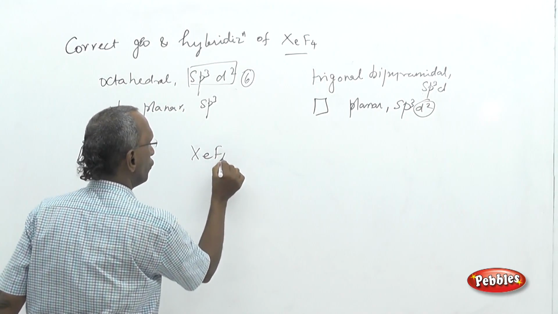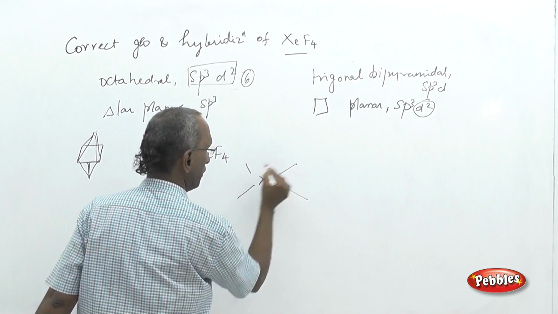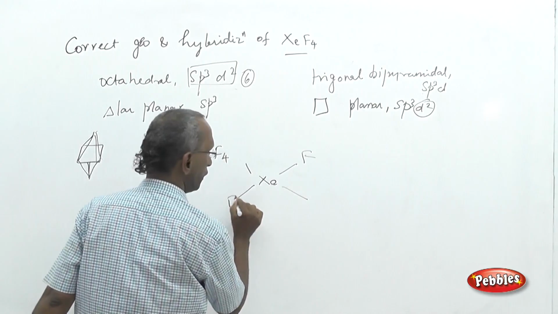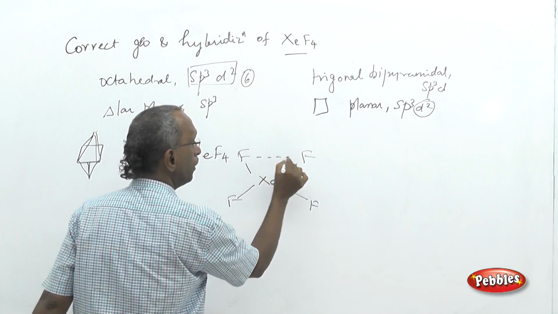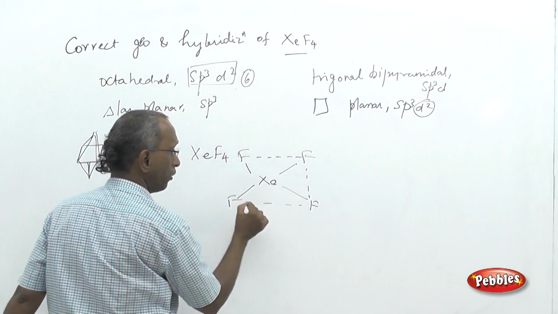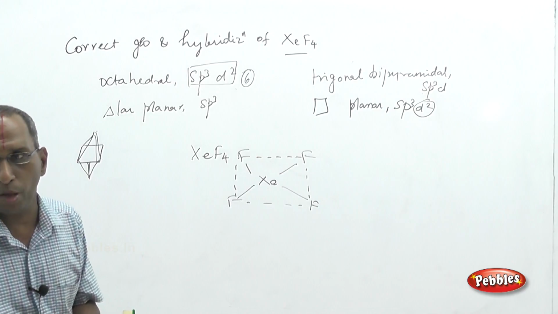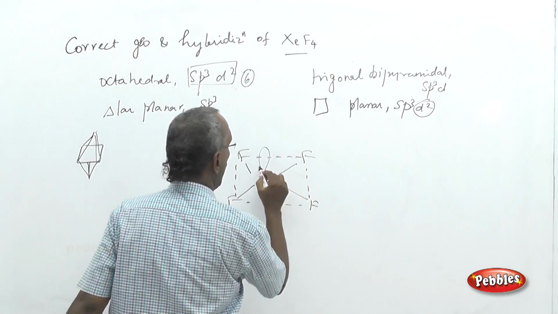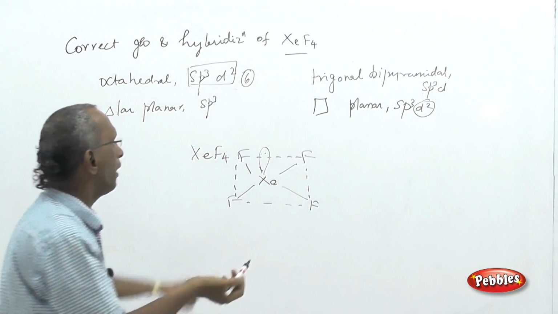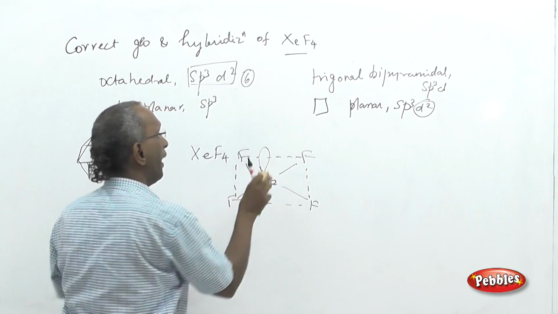Here, XeF4, xenon tetrafluoride, has its actual structure in this form. The 4 fluorine atoms will be at the 4 corners of the square. The center of the square will be occupied by xenon. If any orbital is there, it will be above or below this plane, but here there is no electron.